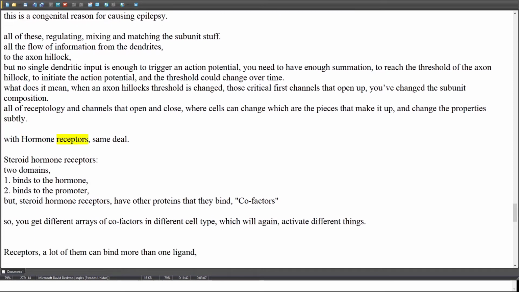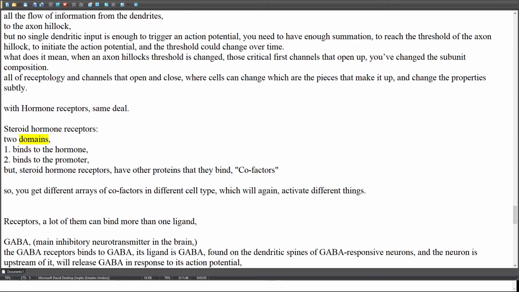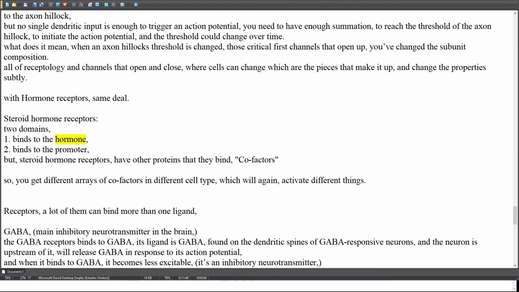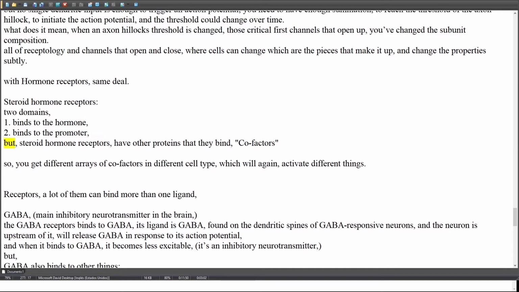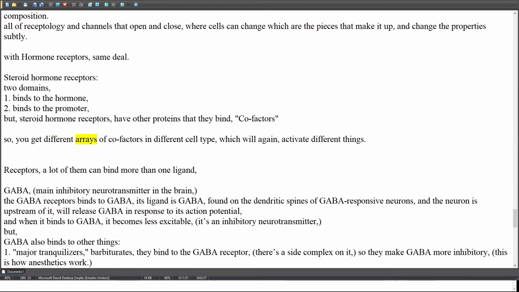With hormone receptors, same deal. Steroid hormone receptors: 2 domains. 1 binds to the hormone. 2 binds to the promoter. But steroid hormone receptors have other proteins that they bind, cofactors. So, you get different arrays of cofactors in different cell types, which will, again, activate different things.